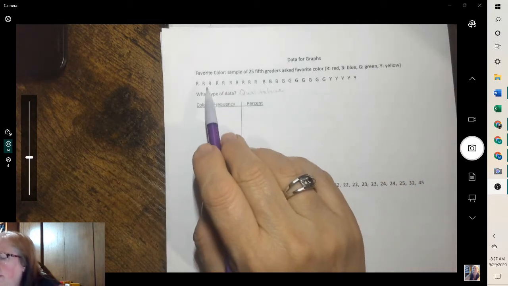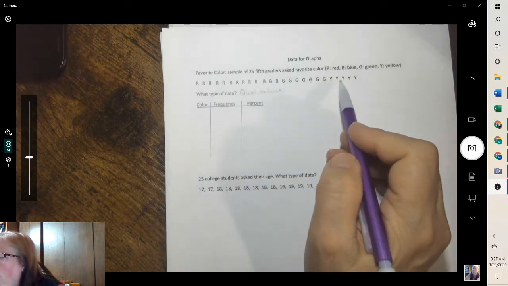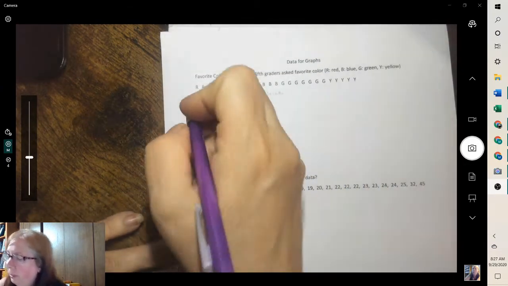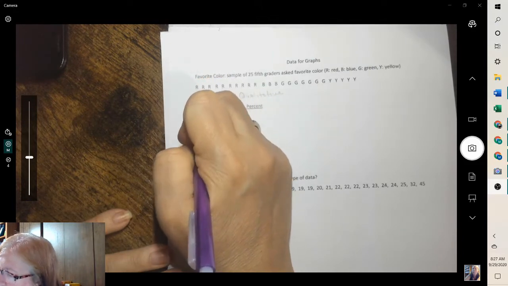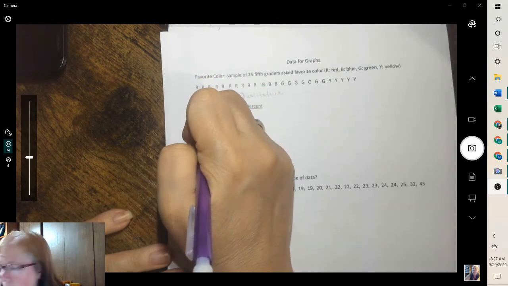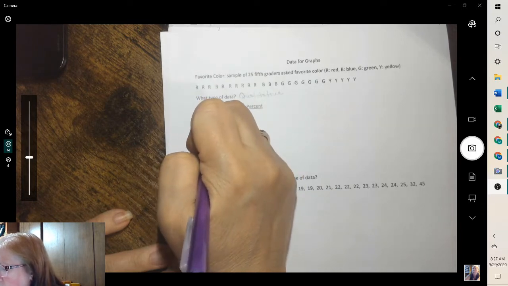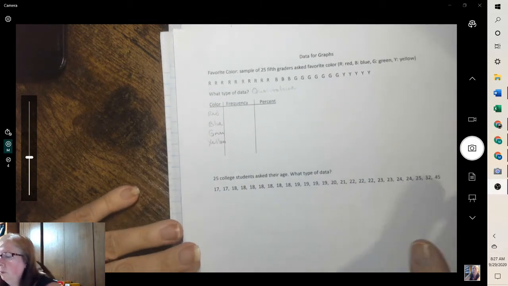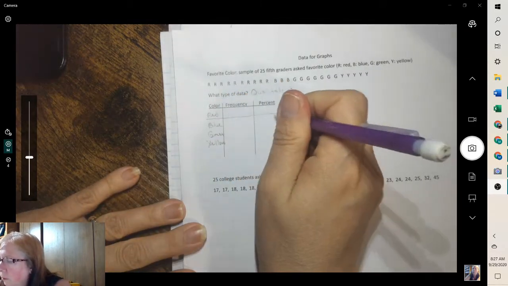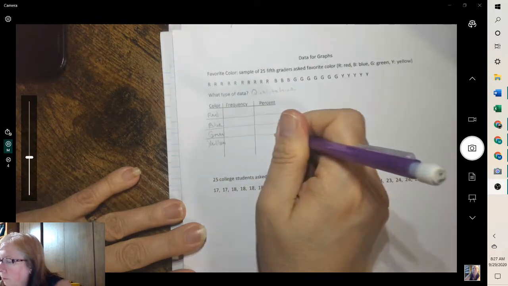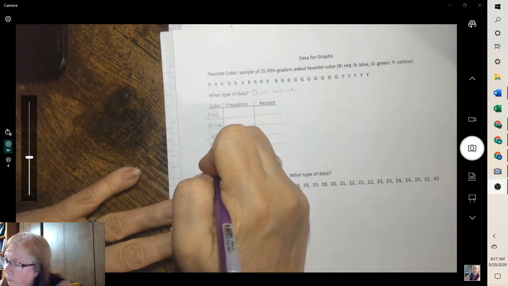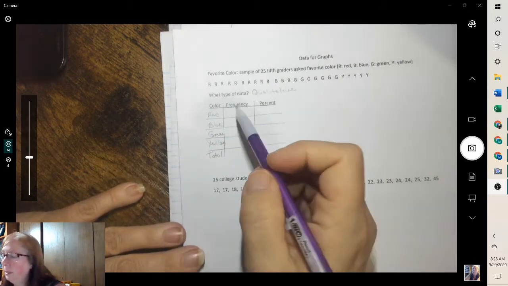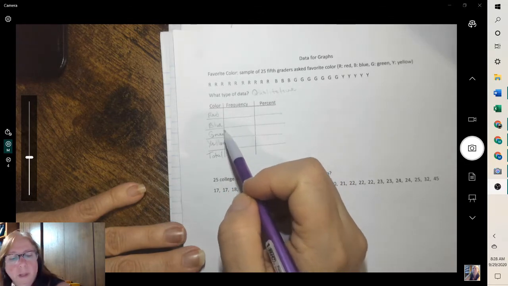The data is each color: red, green, blue, and that's what we put here, the colors. So this is your data, the possible answers. So those are our total or possible colors. We're going to put total because we're going to total things. Frequency is how many said red, how many said blue, how many said green.